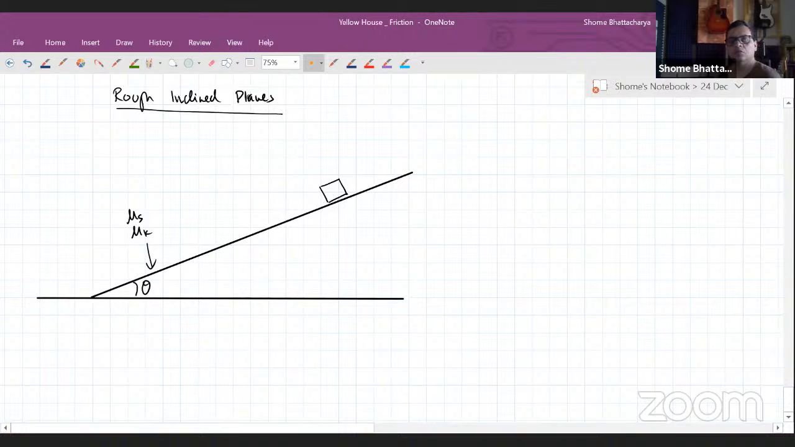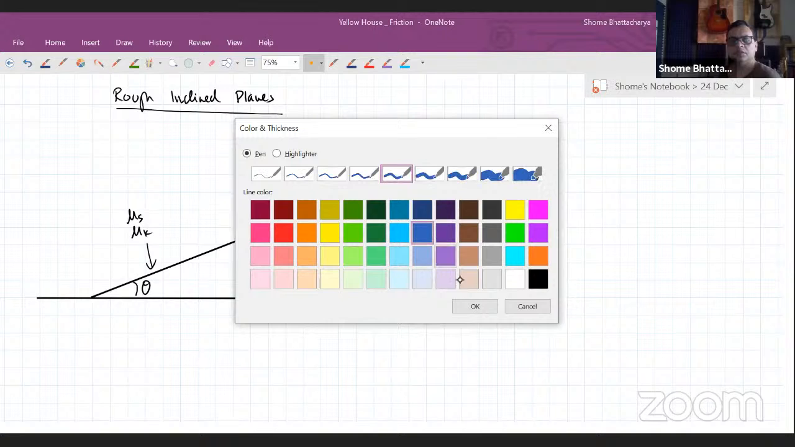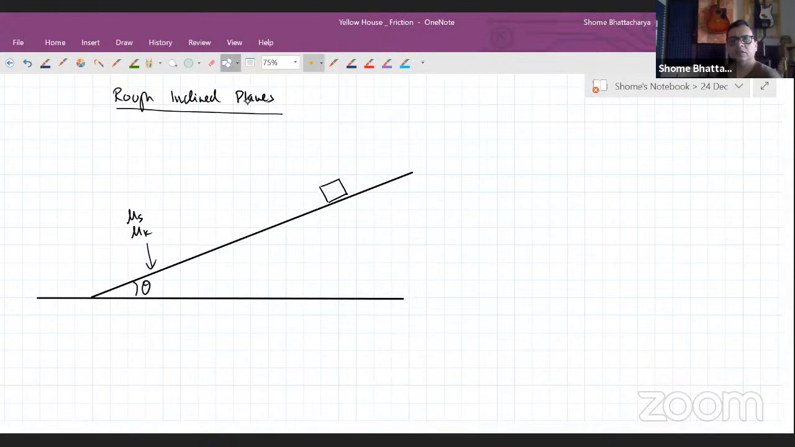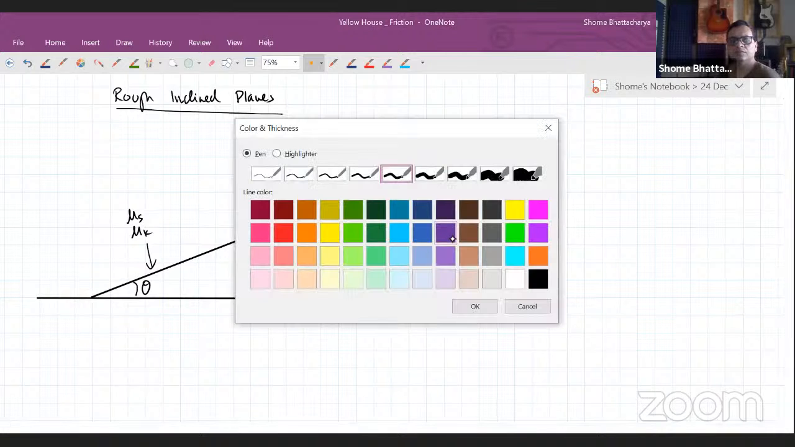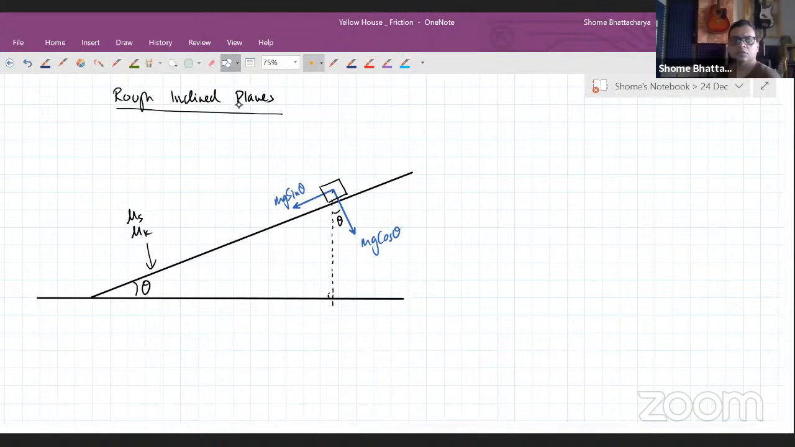on this. So on resolving the forces, we can see that the components of weight, as we know, are mg sin theta and mg cos theta, because we know that this angle here is theta. So the normal reaction, again, we know is equal to mg cos theta.